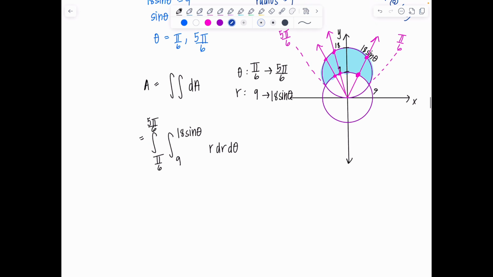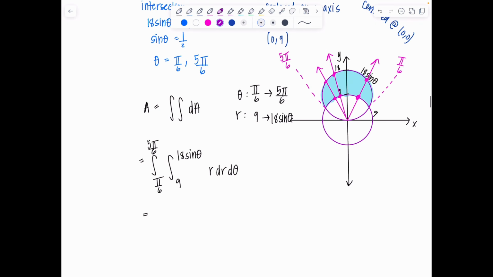Perfect. Now, some things to make your life easier. Since this area is symmetric with respect to the y-axis, and that happens when theta is pi over 2, I'm going to double it and then integrate from pi over 6 to pi over 2. Only because I'm thinking at the end, I'd much rather plug in pi over 2 for theta than 5 pi over 6 when I'm doing my computation, okay? That's just personal preference. Okay, moving on, let's integrate.